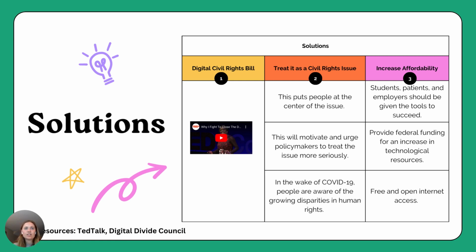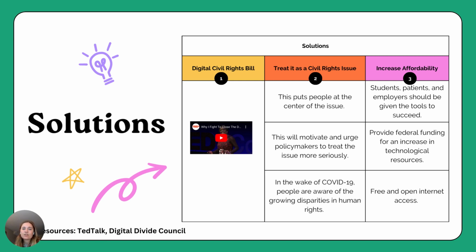And she also talks about the digital divide civil rights bill, which encompasses all those different things. So that's a very all encompassing solution. And the next two go into that a little bit, but in a little more detail. The second one is to treat the issue as a civil rights issue. And that puts people at the center of the issue. So people aren't just thinking like, okay, digital divide, whatever. It's like, no, this impacts people super closely and impacts their whole life.